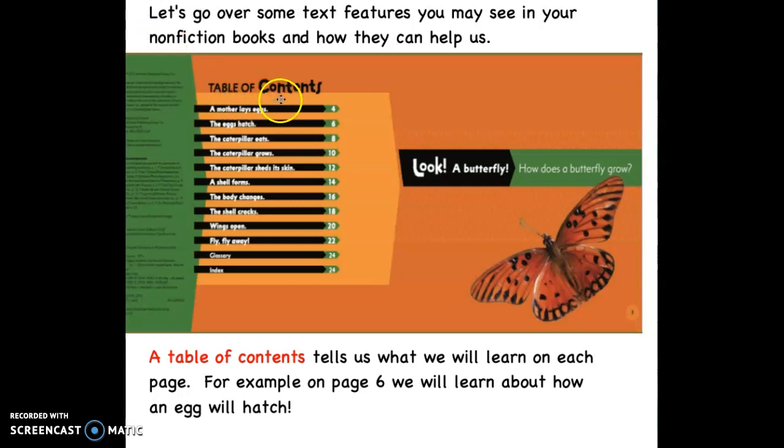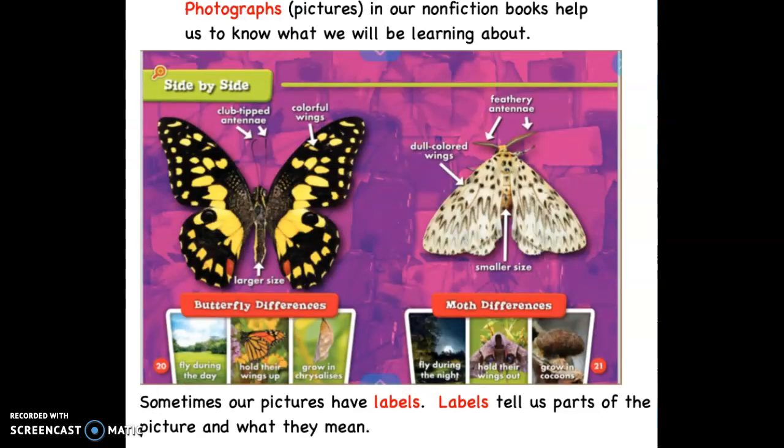Here we have a table of contents. A table of contents tells us what we will learn on each page. For example, if I go over here to page 6, I see that we're going to learn how an egg will hatch. Your nonfiction book, another important text feature, is photographs, or we like to call them sometimes pictures. And they help us to know what we're learning about. See all the pictures? I can see in this picture, this is a butterfly.